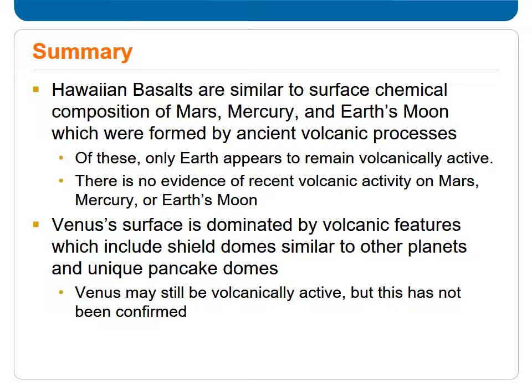Hawaiian basalts are similar to the surface composition of Mars, Mercury, and Earth's moon, which were formed by ancient volcanic processes. Of these, only Earth appears to remain volcanically active. There is no evidence of recent volcanic activity on Mars, Mercury, or Earth's moon. Venus's surface is dominated by volcanic features which include shield domes similar to other planets and unique pancake domes. Venus may still be volcanically active, but this has not been confirmed.